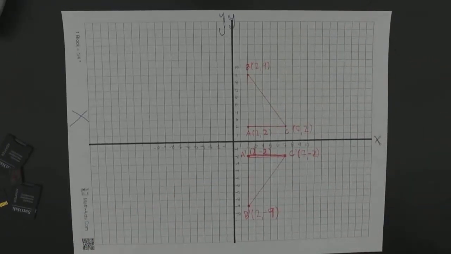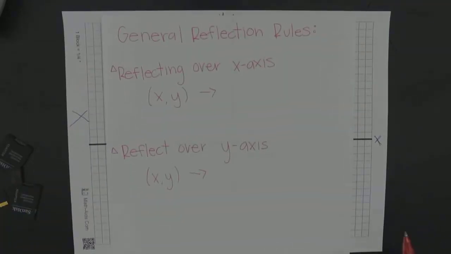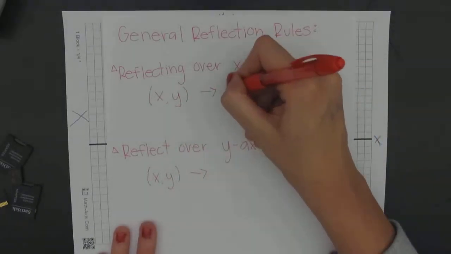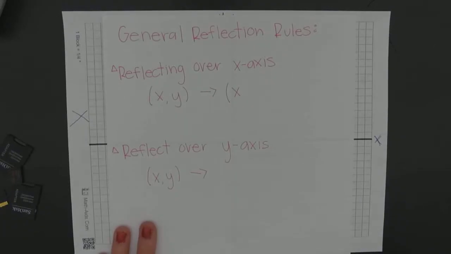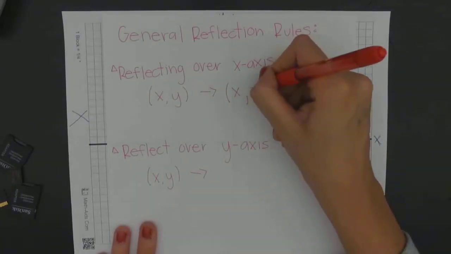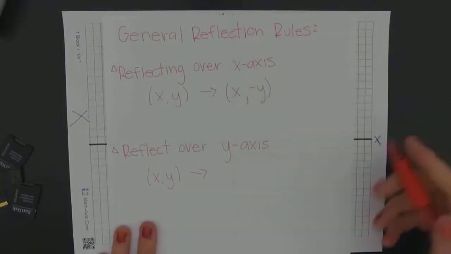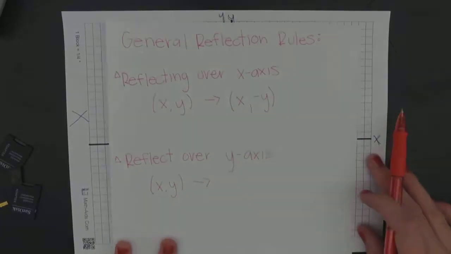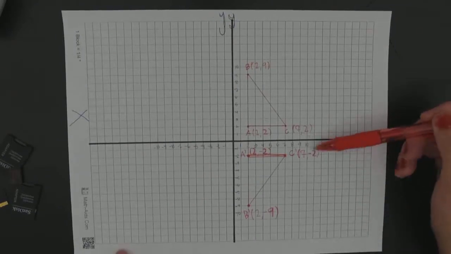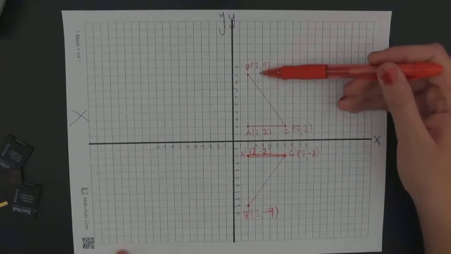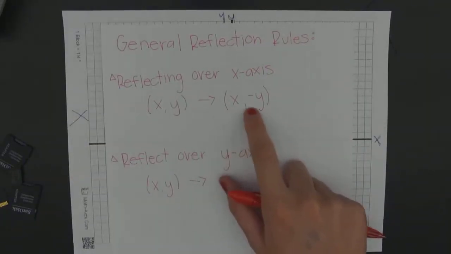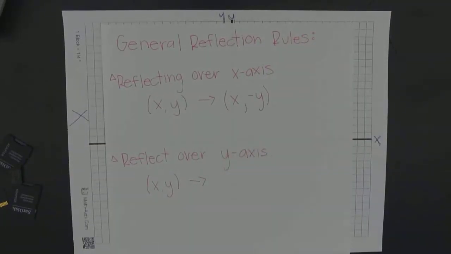So if I were to make a general rule, because some students really learn from rules, and I think that's awesome: when I am reflecting something over the x-axis, my x value stays the exact same, but my y value changes signs, okay? So this does mean if this was negative to begin with, my y value would go positive. But in the example we used, our y values went negative, but my x's stayed the exact same. So the general rule when doing a reflection over the x-axis is that your y value changes signs.